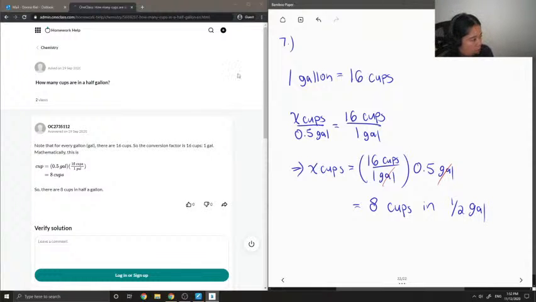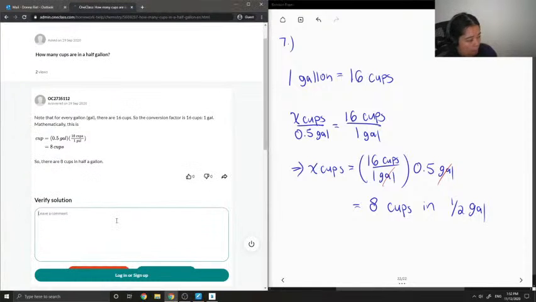Okay, so our junior tutor said that note that for every gallon there are 16 cups, so the conversion factor is 16 cups to 1 gallon. Mathematically, this is 0.5 times 16, which is equal to 8. Okay, so this solution is correct.